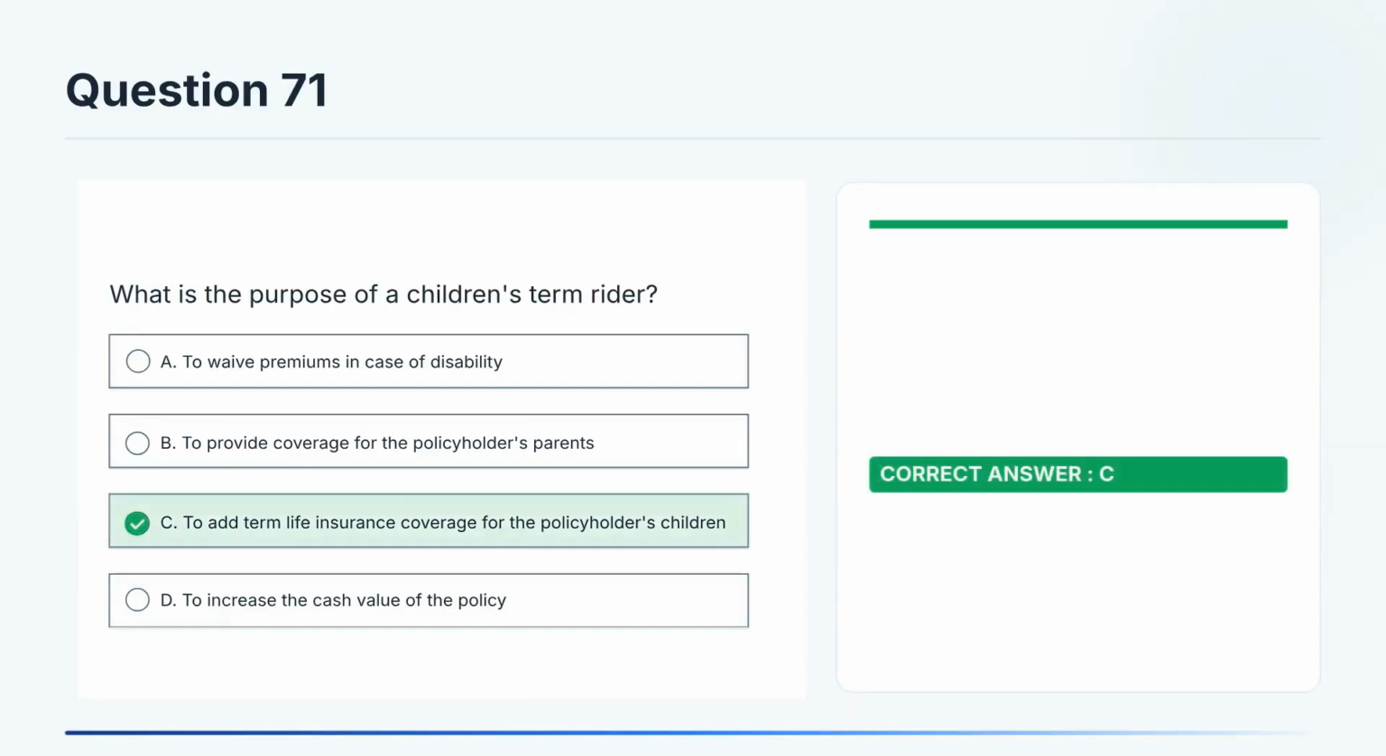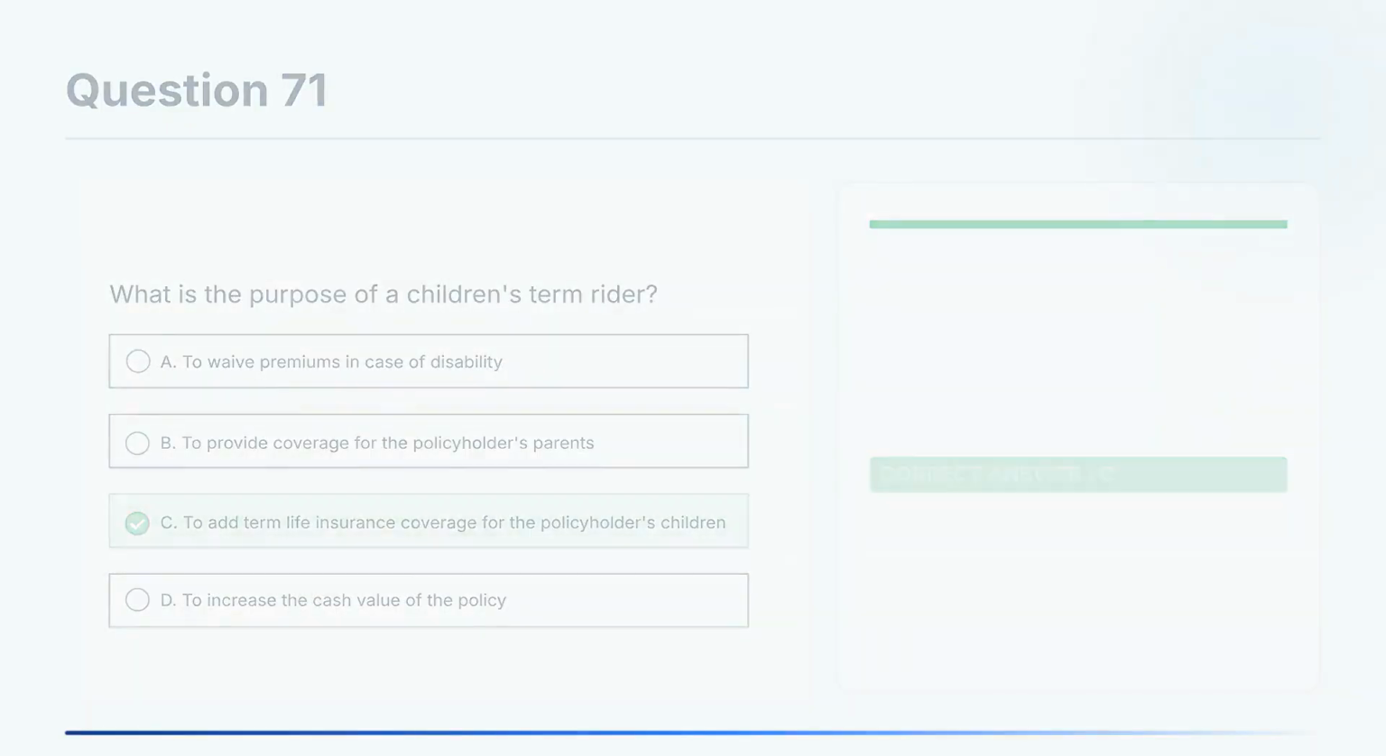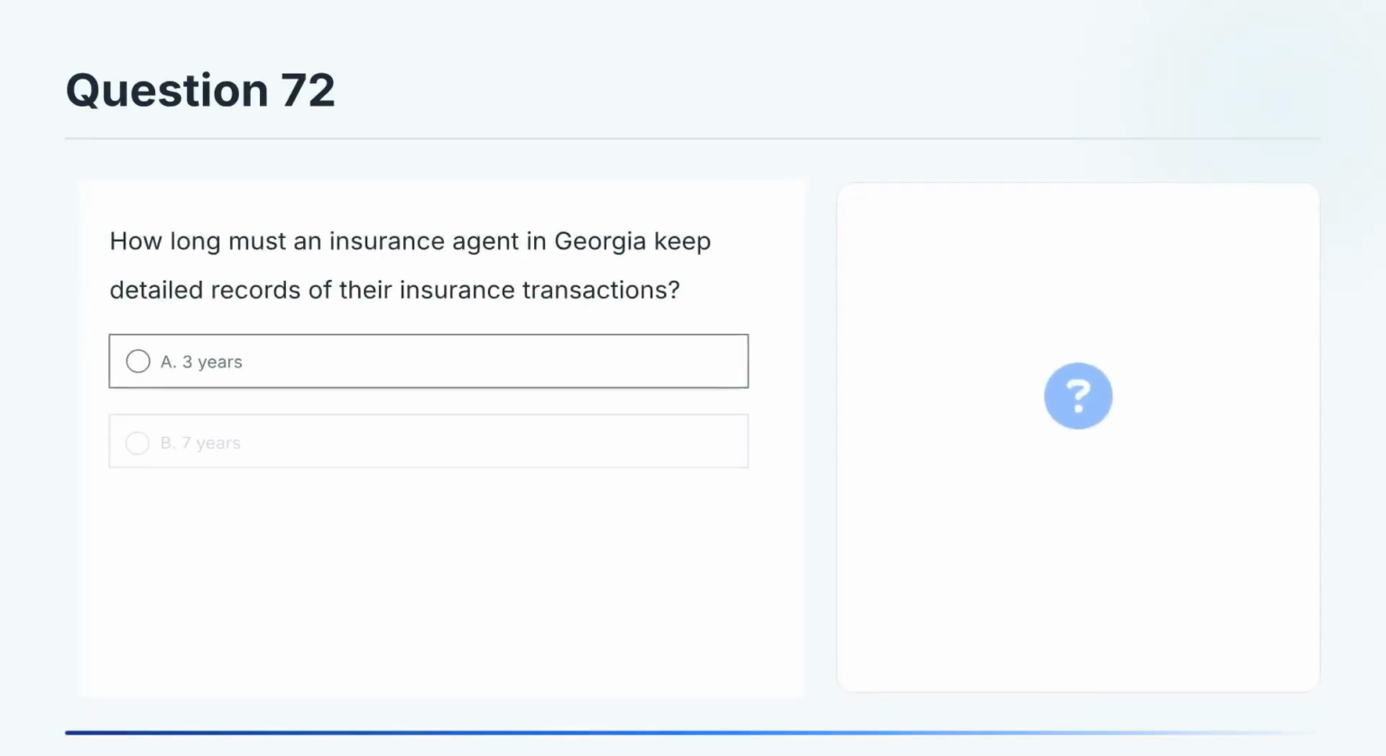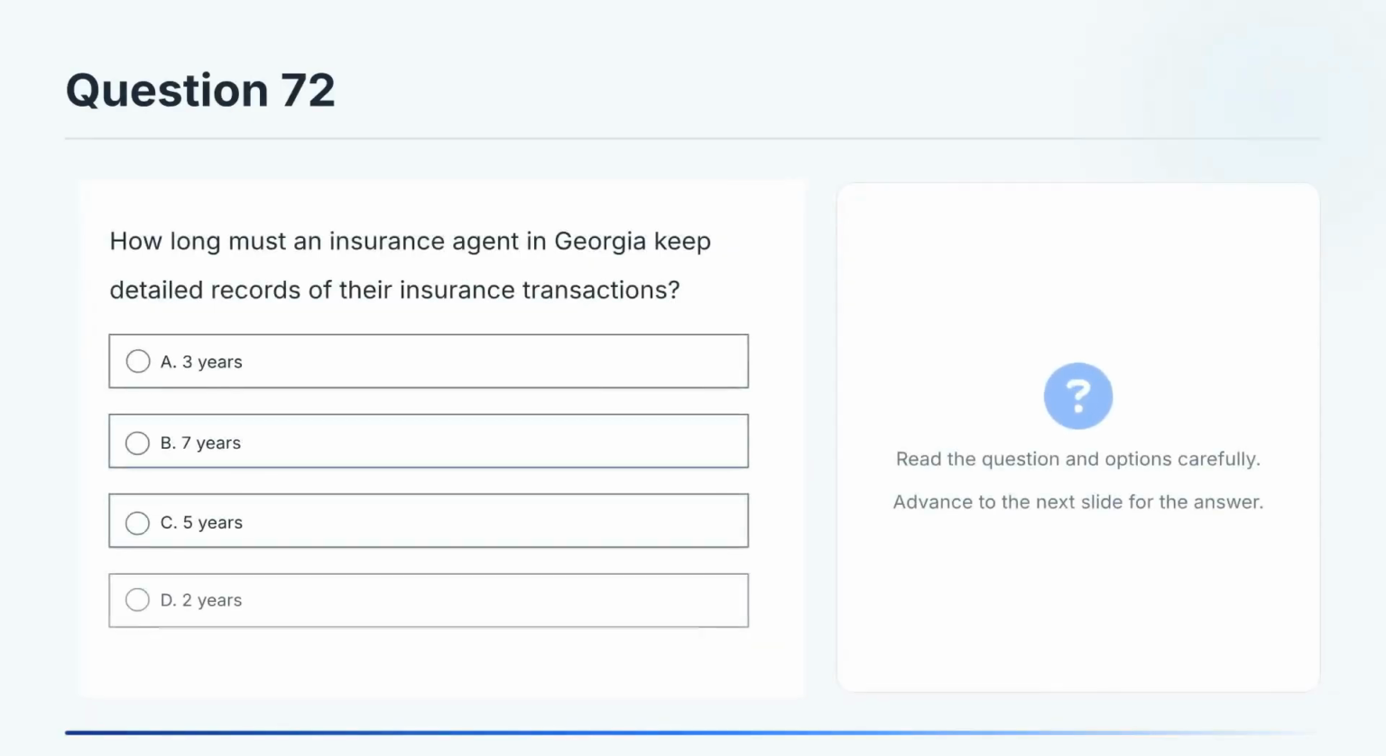The correct choice is C. To add term life insurance coverage for the policyholder's children. Question 72. How long must an insurance agent in Georgia keep detailed records of their insurance transactions? A. 3 years. B. 7 years. C. 5 years. D. 2 years.